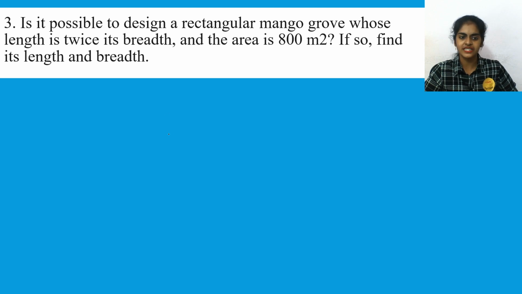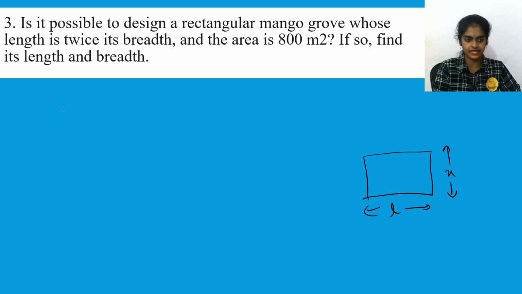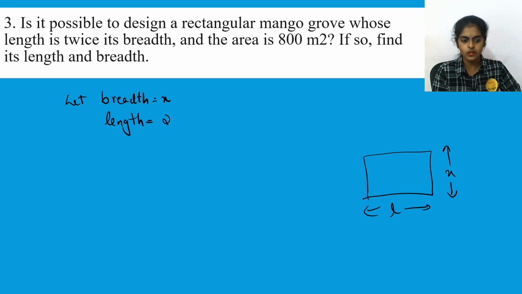Is it possible to design a rectangular mango grove whose length is twice its breadth? So there is a rectangular mango grove whose length, this is length and this is breadth. So length is twice its breadth. Suppose breadth I am taking as x. So let the breadth be x. So length is how much? Length is twice the breadth. Twice breadth means 2 times breadth. Breadth is x. So length is 2x.